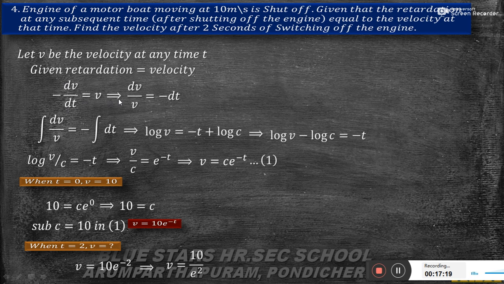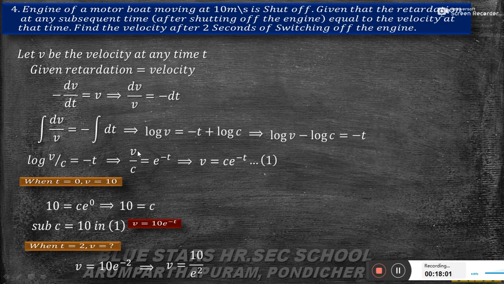Which implies I write dv by v, this v in the denominator. So I group the v on the left hand side and the t on the right hand side, separately. So dv by v equal to minus dt. The next step I take the integration on both sides. So integration dv by v equal to minus integration dt. Integration of 1 by v is log v. Log v equal to minus t plus log c. So log v minus log c equal to minus t. So I write log v by c equal to minus t.